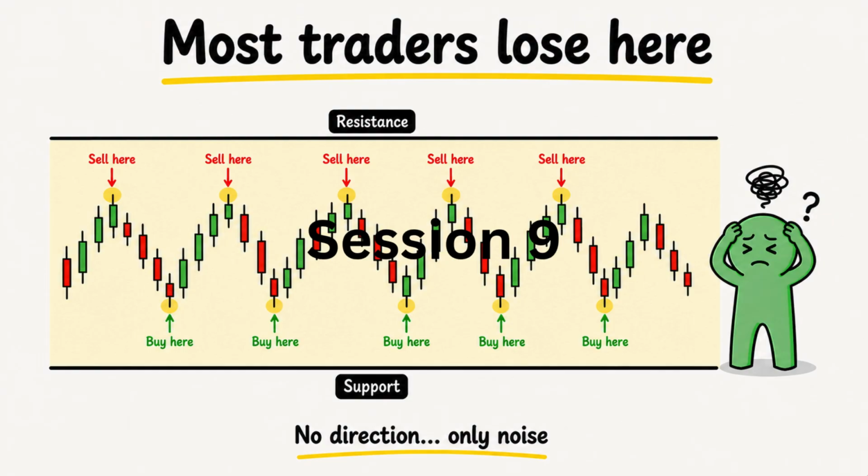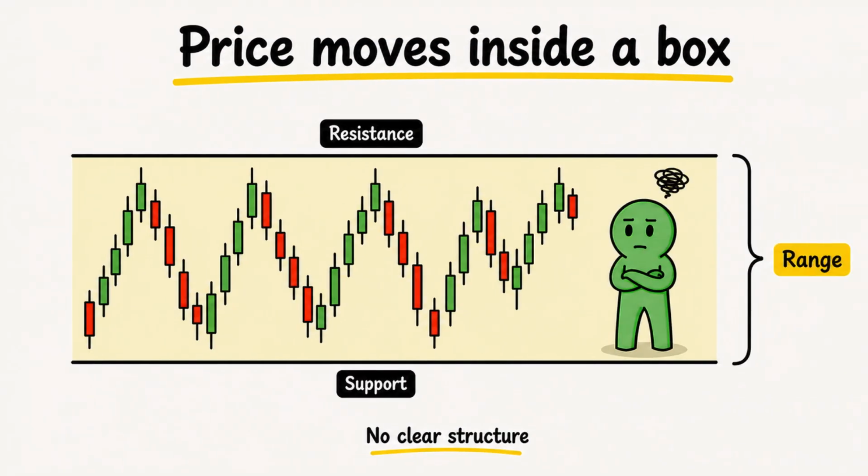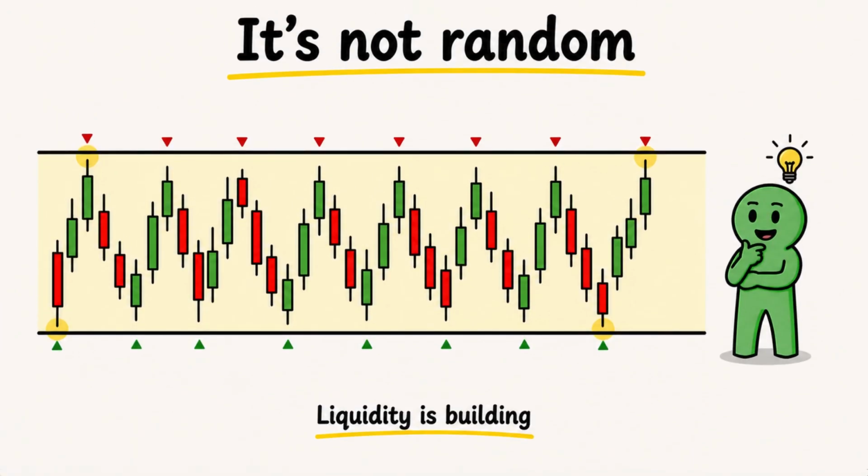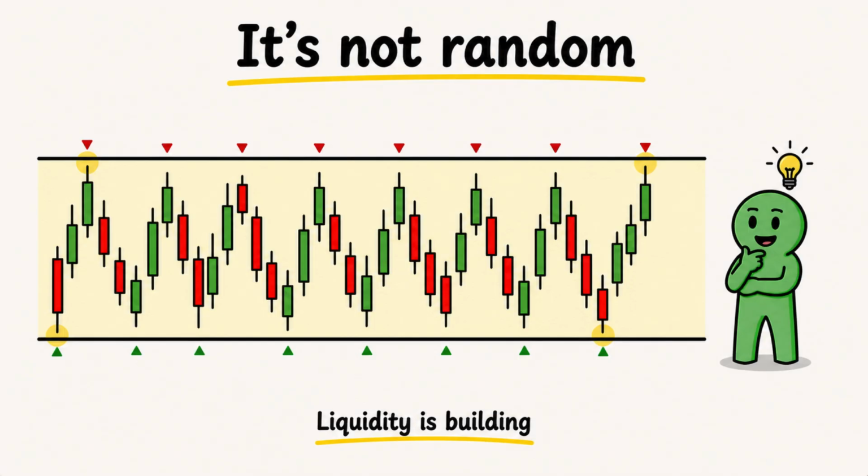And this is where most traders lose money, because they keep trying to trade direction inside a market that has none. Price moves up and down inside a box. No structure, no sequence, just noise. But here's the part most traders never realize. That range is not random. It's a trap. The market is building liquidity. It's collecting orders from impatient traders, buying and selling in the middle of the range.